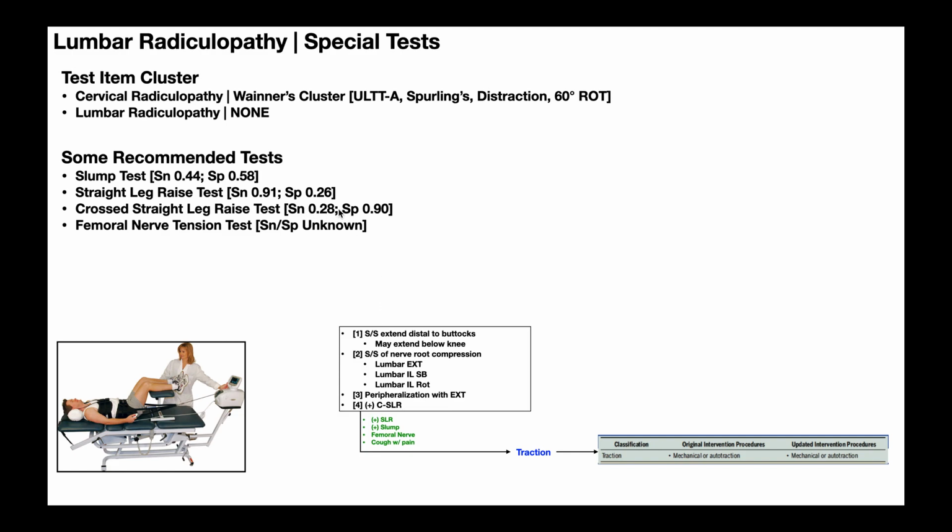Looking at the sensitivity and specificity values, you might be able to guess why this one is so important for a lumbar radiculopathy. But you might also see a positive straight leg raise, positive slump test, positive femoral nerve test, and sometimes the patient may say that they get this pain whenever they cough or sneeze, basically things where you get a transient increase in intra-abdominal pressure, and that pressure can actually put more compression on those nerve roots, which makes the neurological symptoms peripheralize in that moment. Let's now look at these special tests in more detail.